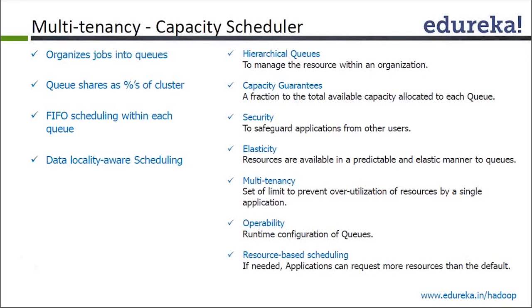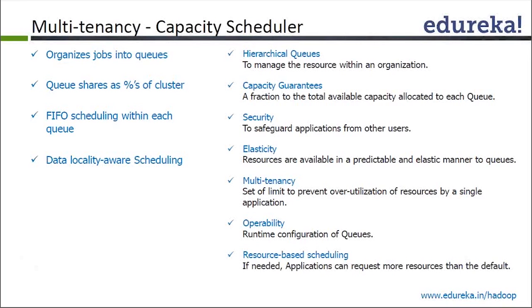Then you can implement hierarchical queues, so you manage the resources within an organization. Whichever job is top priority runs fast, and other jobs run with less priority. Then you have better capacity guarantees, because now you have a dedicated process called the resource manager. It keeps looking at all the available resources inside the cluster and manages them. Apart from that, you have security and elasticity in terms of how the resources will be available and used in different queues.